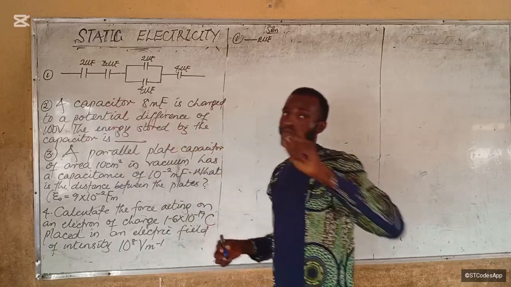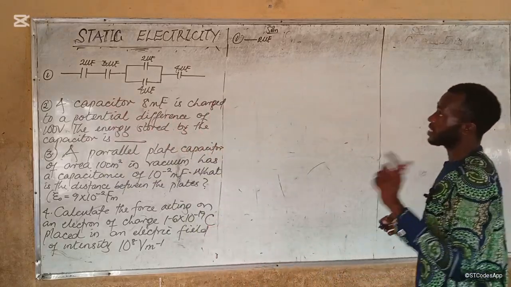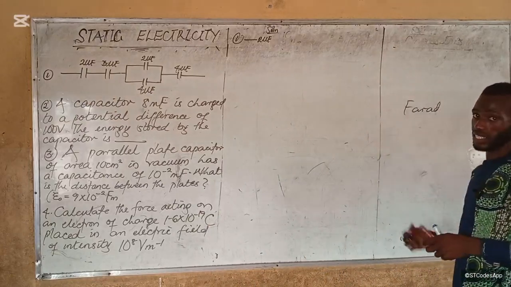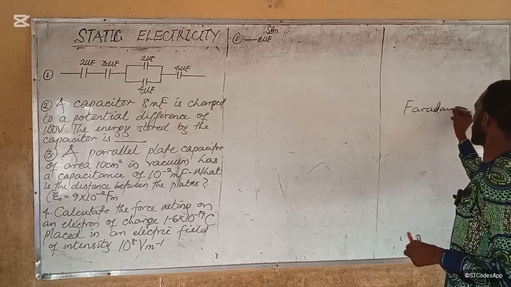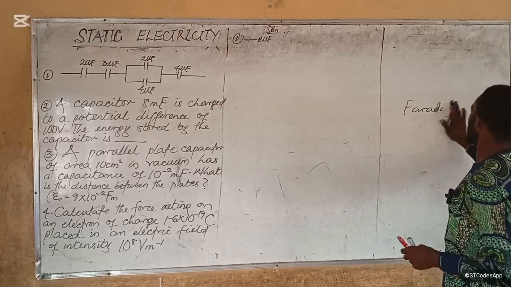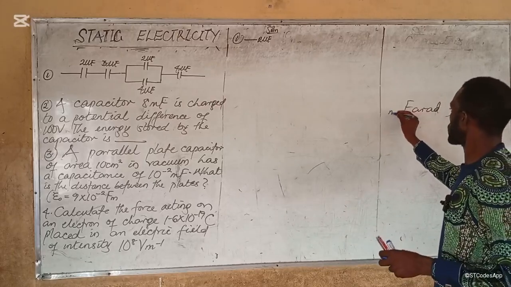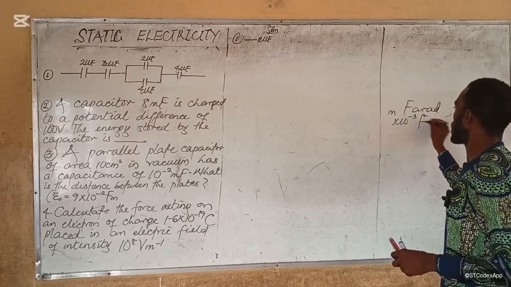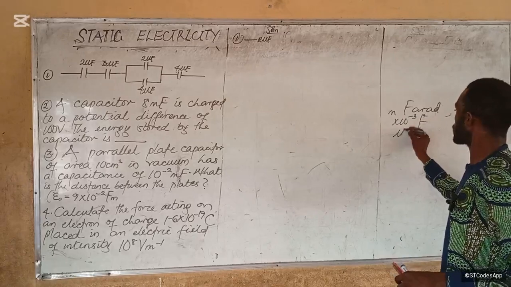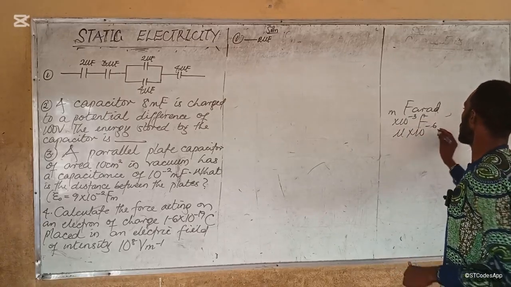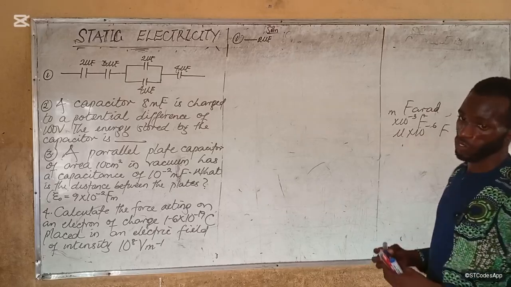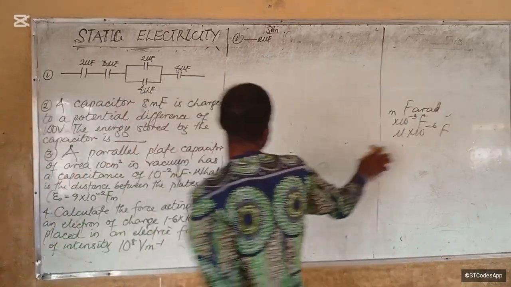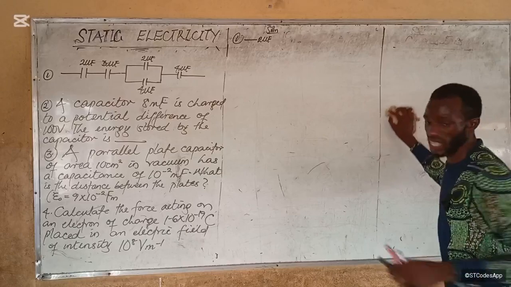Okay. Now, one thing I didn't review was that capacitance is measured in farad, right? It's named after the physicist Michael Faraday. Is that okay? Michael Faraday. So it's farad. Just like we have millifarad. mF means millifarad, that is times 10 to the power minus 3 farad. Is that okay? Microfarad is times 10 to the power minus 6 farad. Picofarad is times 10 to the power minus 12 farad. Nano is times 10 to the power minus 9. All right.